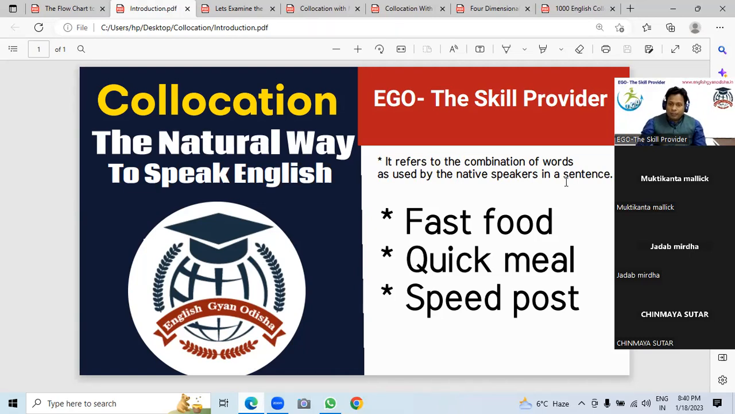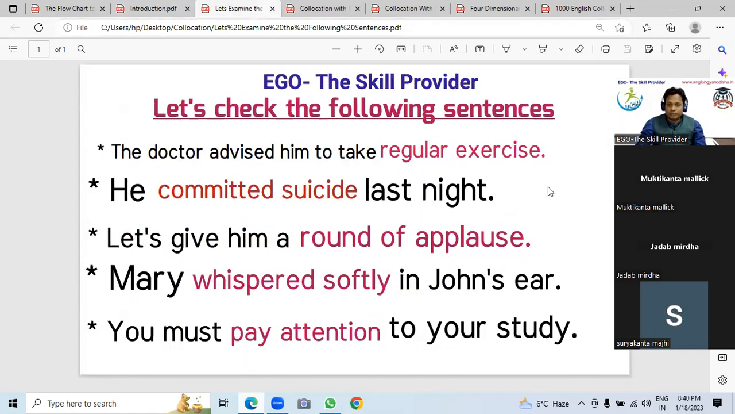Okay, so apart from this, let's examine two more different sentences. Just check it out. Let's check the following sentences. The first sentence is: the doctor advised him to take regular exercise. Mark regular exercise. I am highlighting it in red. Please check it out. The second one I have written is: he committed suicide last night. Committed suicide. I am marking it in red, please look at it carefully.